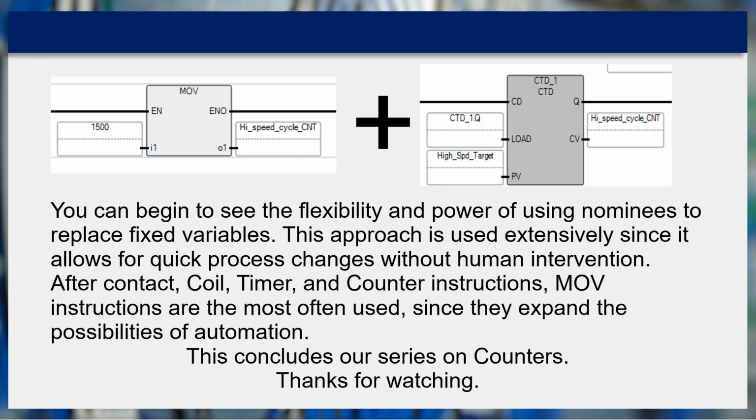You can begin to see the flexibility and power of using nominees to replace fixed variables. This approach is used extensively since it allows for quick process changes without human intervention. After contact, coil, timer, and counter instructions, move instructions are the most often used since they expand the possibilities of automation. This concludes our series on counters. Thanks for watching.